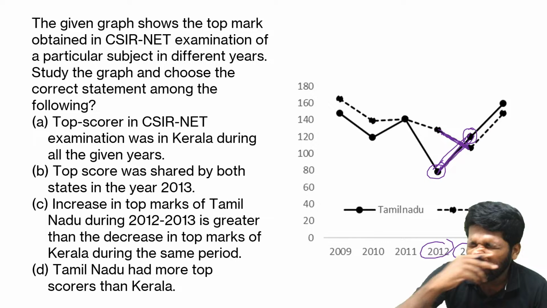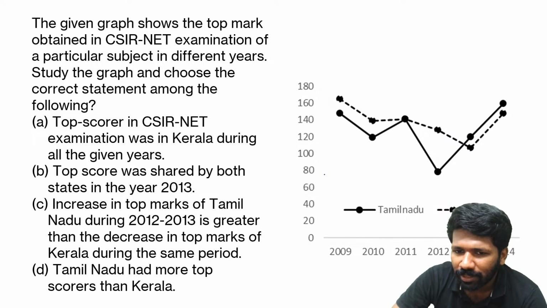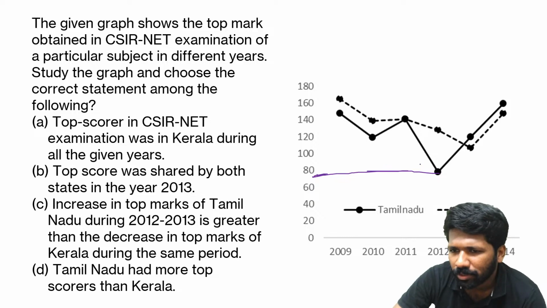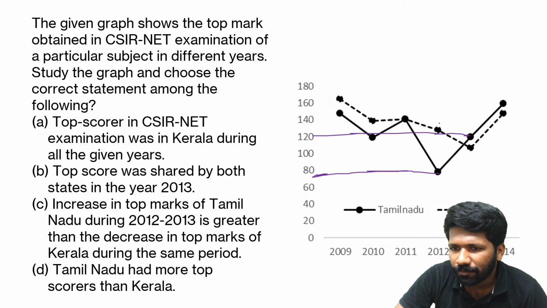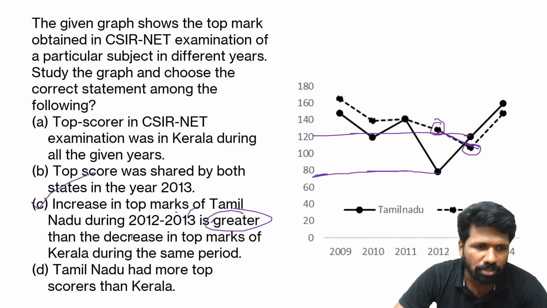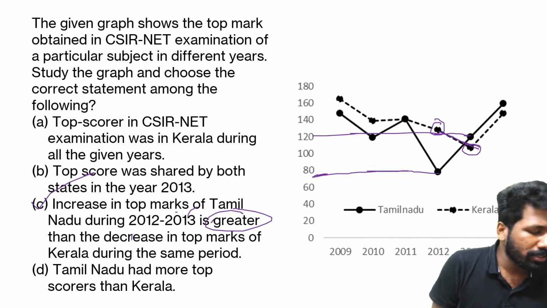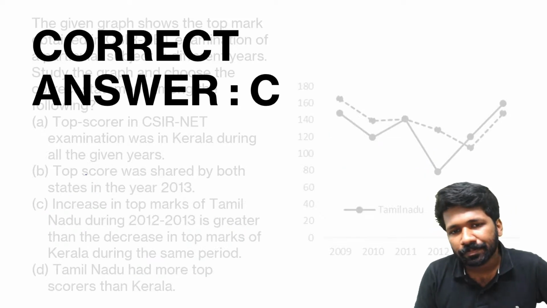If you are not understanding from the slope, you can check the values and cross-check. This is almost 78, a little below 80, and this is a little more than 120. So 80 to 120 itself is 40, but here it is about 130 to 110, that is only a 20 difference. So the increase is greater than the decrease, that is totally correct. So option C is the correct statement. All of you understood this? So that is how a frequency polygon or a line graph can be asked.